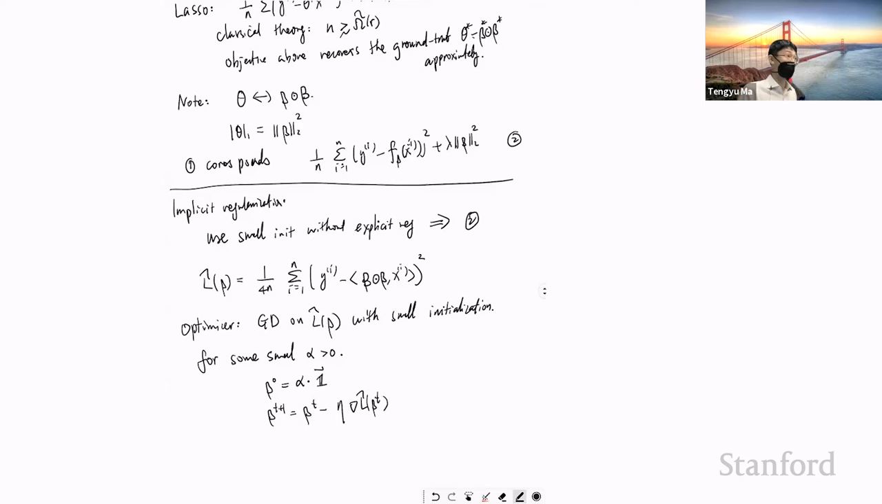Okay, so this is the objective we're going to study, and this is the optimizer we're going to study. We're going to claim that this optimizer actually finds the beta star, even though there's no explicit regularization. Any questions so far?